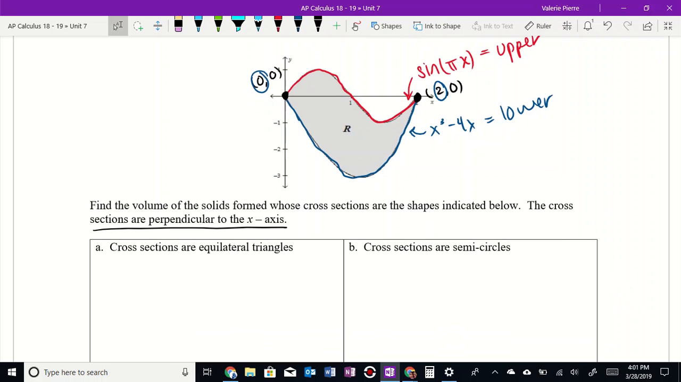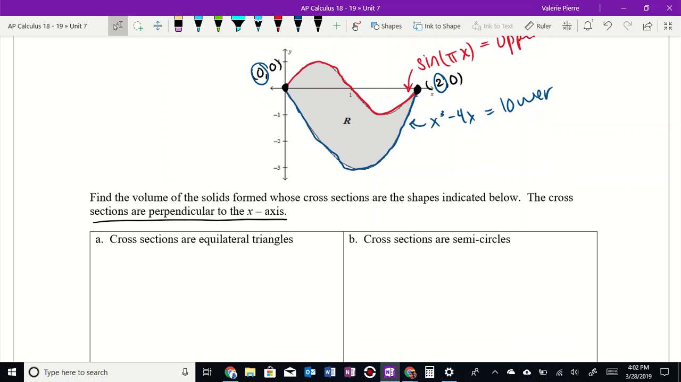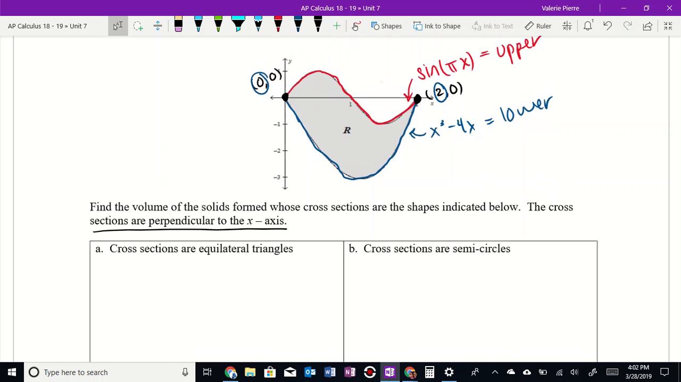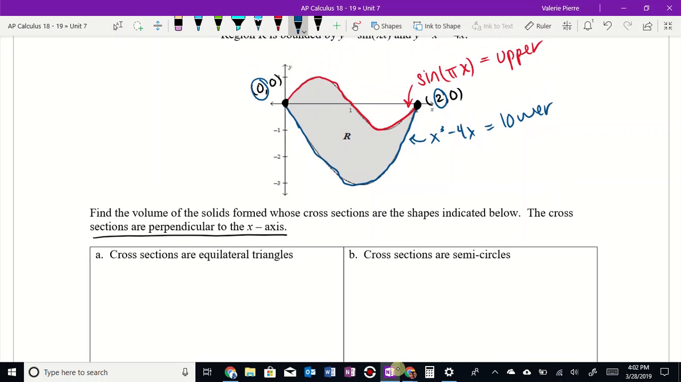So then now we just have to figure out which cross sections we want. So for part A, we want cross sections that are equilateral triangles. So if I draw an equilateral triangle sticking out of this, imagine those are equilateral triangles.